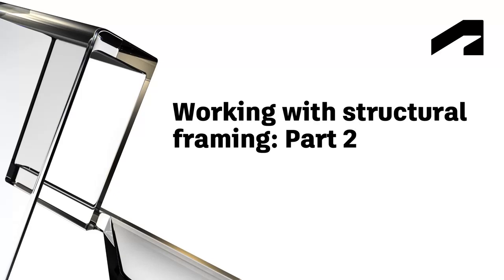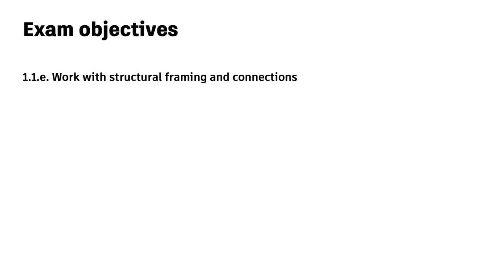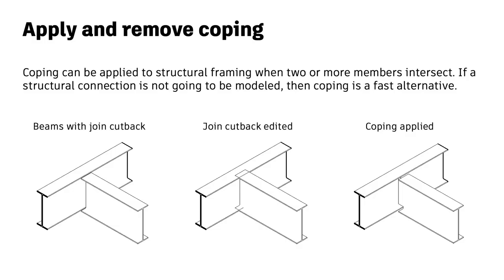After completing this lesson, you will be able to apply and remove coping, create beam systems, and create trusses. The objective domains covered are 1.1e, work with structural framing and connections. Coping can be applied to structural framing and structural columns when two or more members intersect.